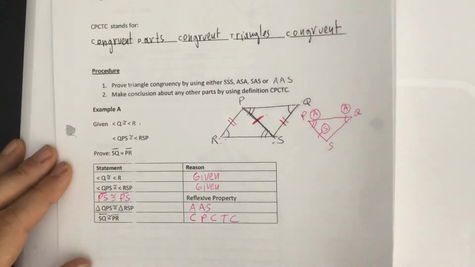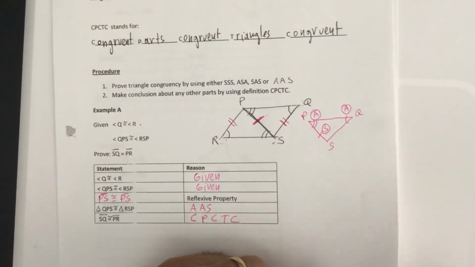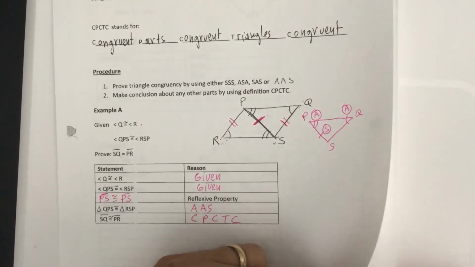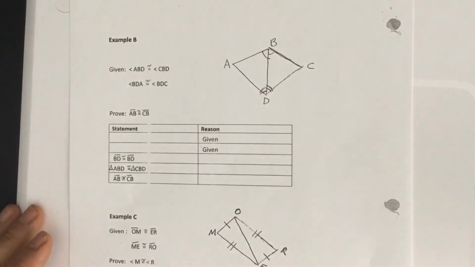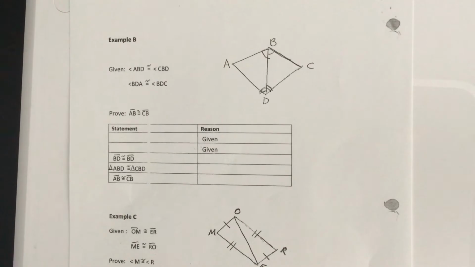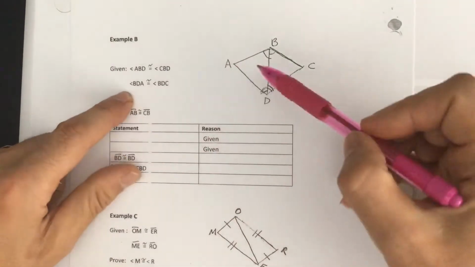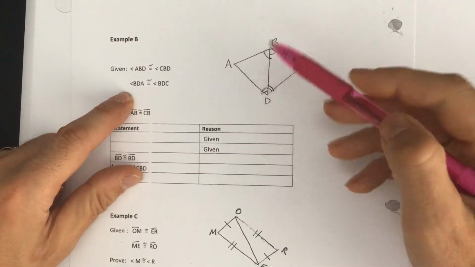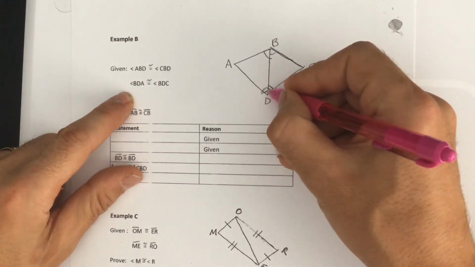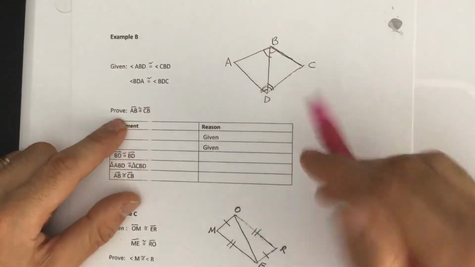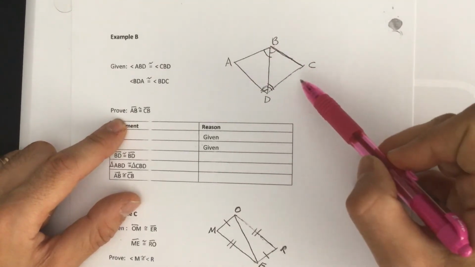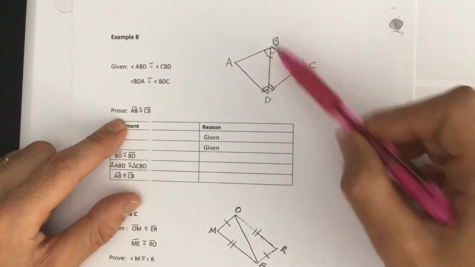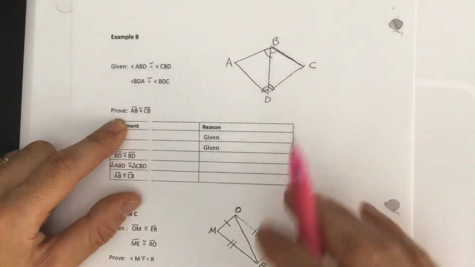All right, let's do some other examples here so we get used to it. So let's move it up here. Let's take a look at this one here. We got two triangles. They basically want you to prove that AV and CV are equal to each other, or congruent to each other.